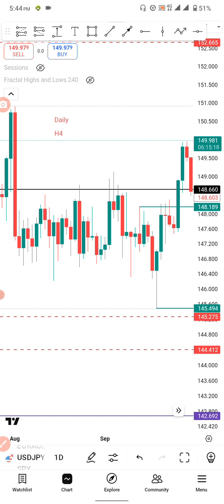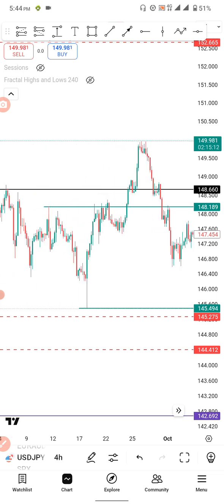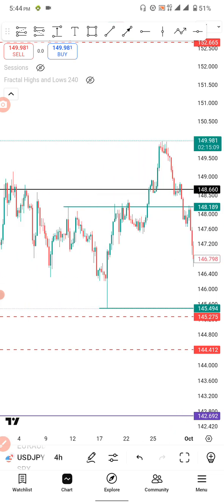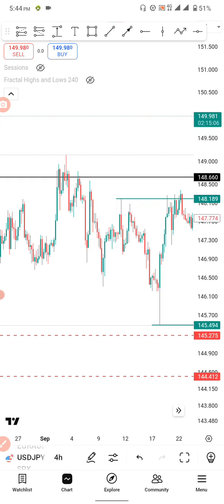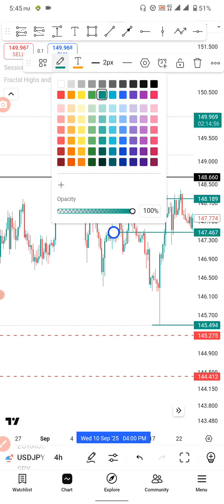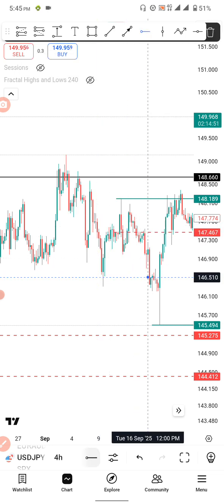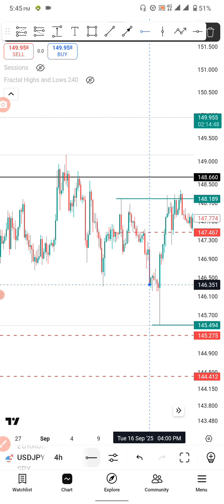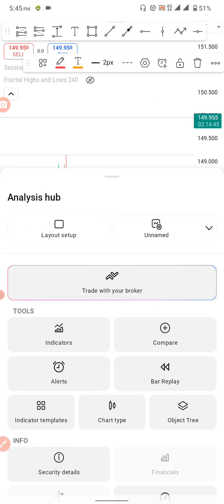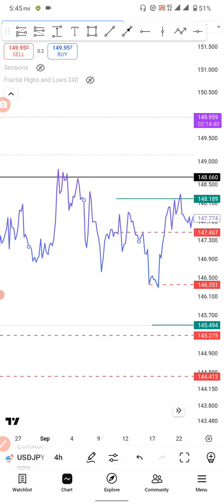Now we shall shift to H4. That is the high, that is the low. So now you're supposed to label the liquidity engineering. I'm going to show you everything. That is supposed to be that one, and it is supposed to be this one here. Let us shift to weekly for you to confirm that what you are labeling is right. As you can see, yes.